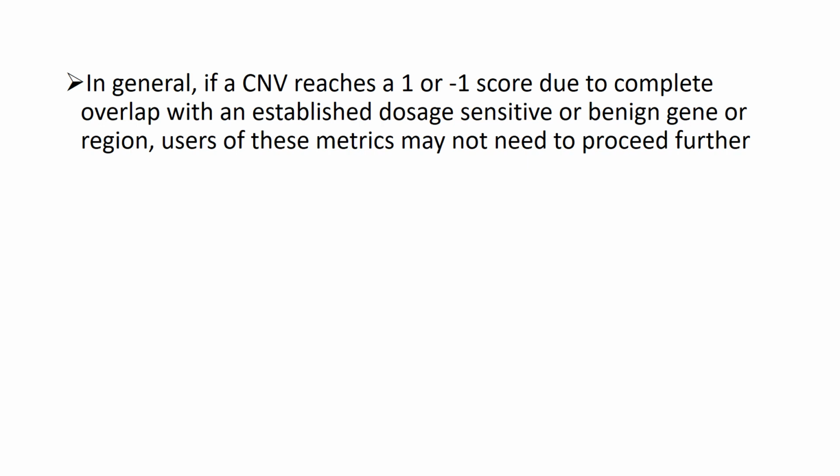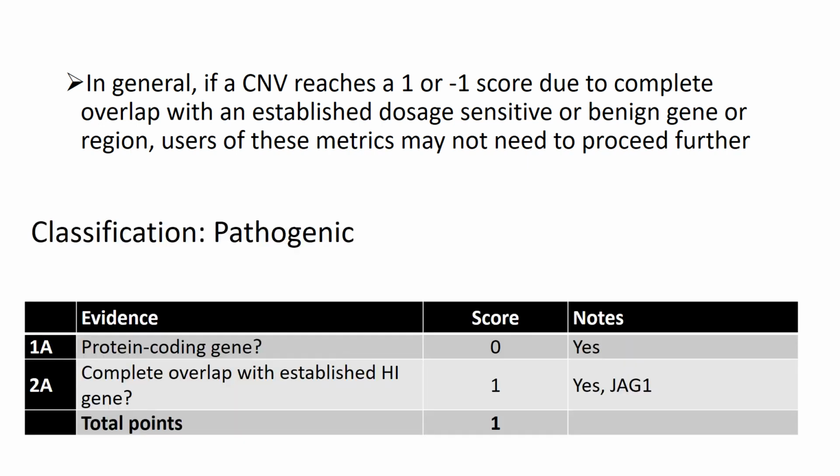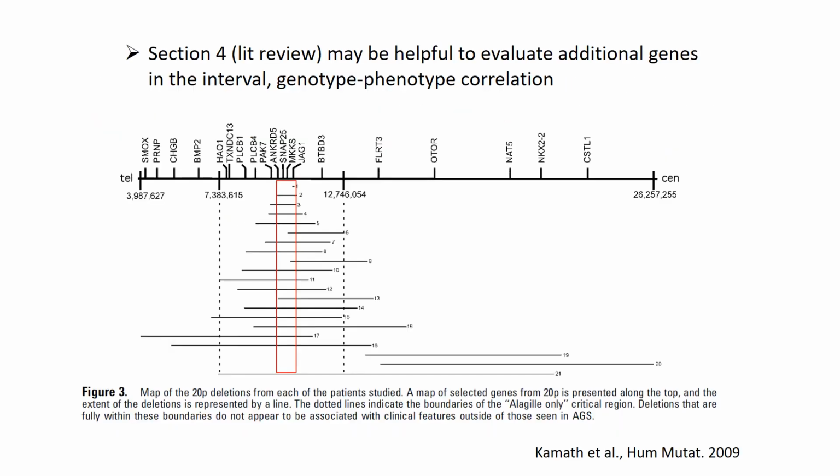According to the metrics, in general, if a CNV reaches a 1 or -1 score due to complete overlap with an established dosage-sensitive or benign gene or region, users of these metrics may not need to proceed further. And so with overlap with an established haploinsufficient gene JAG1, our patient's deletion can be classified as pathogenic. However, it is important to point out that although we have a clinical classification, evaluating through the remainder of the metric may still be helpful to evaluate the potential phenotypic contribution of additional genes in the interval for genotype-phenotype correlation.